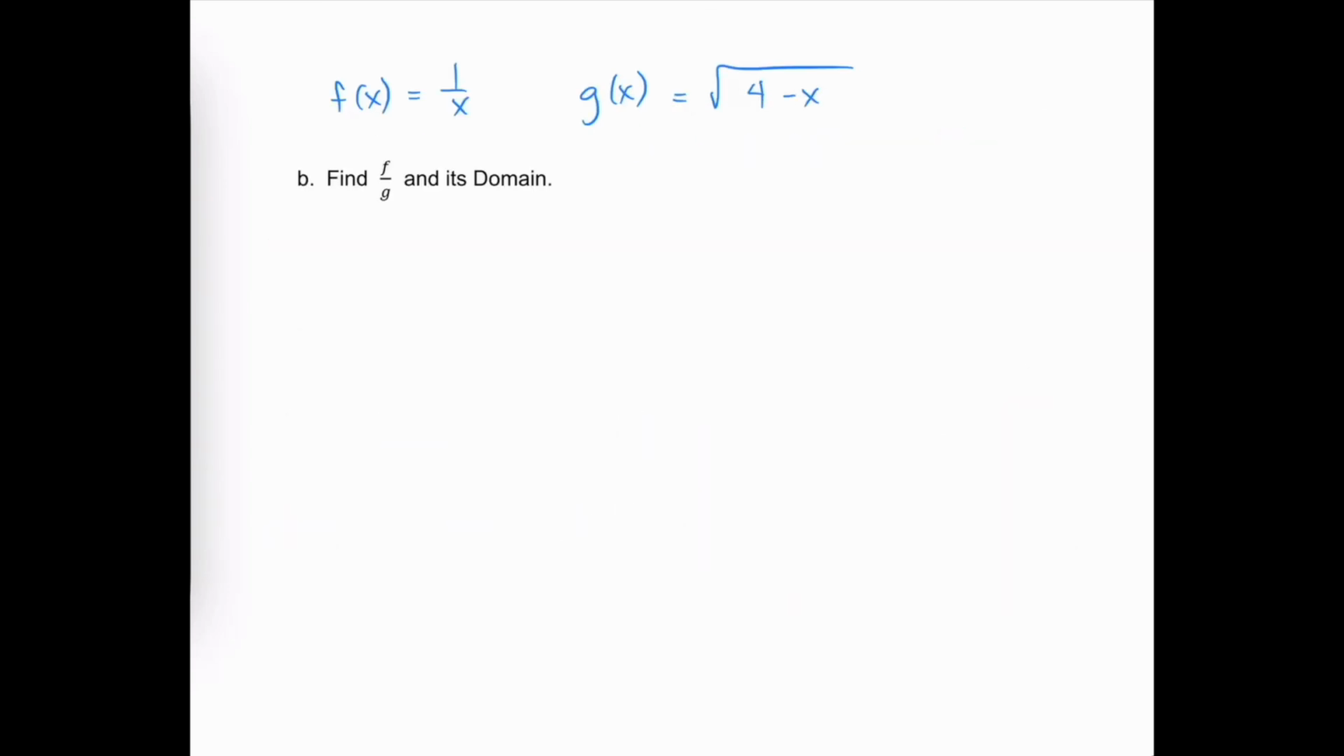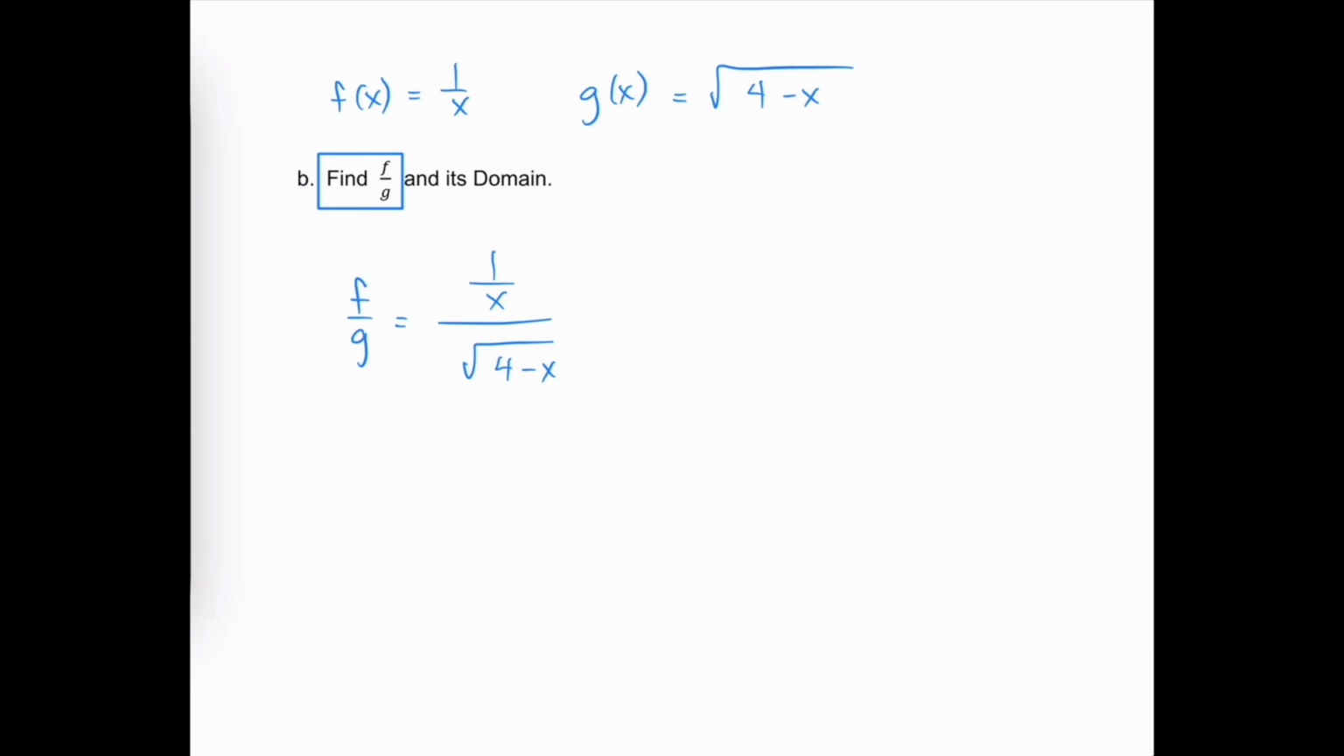In part B here, the first thing that we're asked to do is to find the f divided by g function. Let's recall f divided by g is shorthand for (f/g)(x), which is also shorthand for take the f function and divide it by the g function. So our f function is 1 over x, and the g function is the square root of 4 minus x.